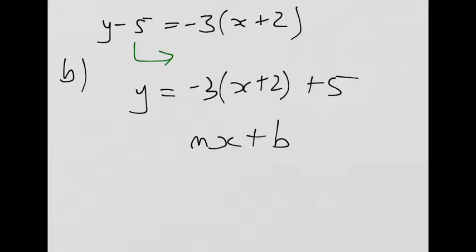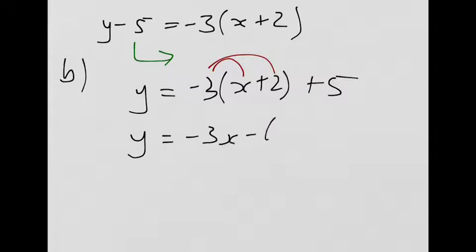Dominic, you had a good suggestion. Should you multiply by x? Yeah, multiply in that 3 to both terms. Distribute it. Okay? So that gives us -3x minus 6 plus 5. Add the -6 and the 5. -1. Does that look like slope-intercept form? Yeah.